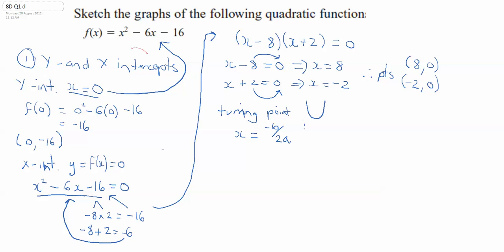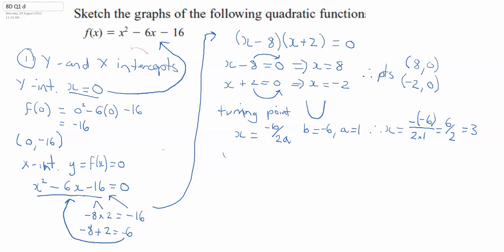Now, our b value from our equation is minus 6. Our a value from our equation is 1. Therefore, x equals minus, brackets we'll put minus 6, over 2 times 1, which gives us 6 over 2, which equals 3.